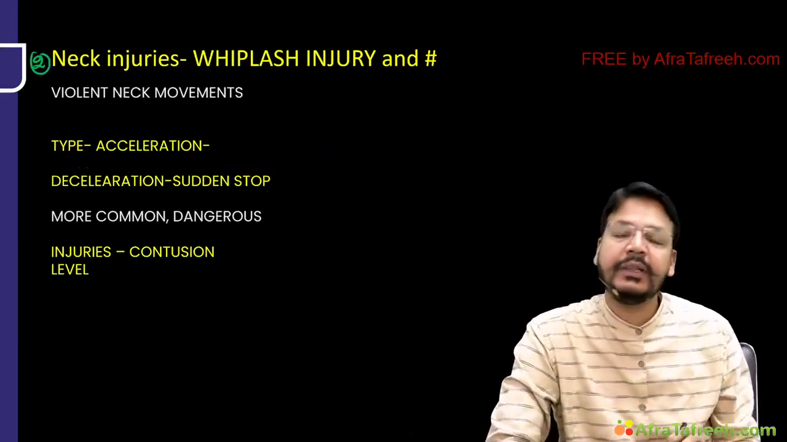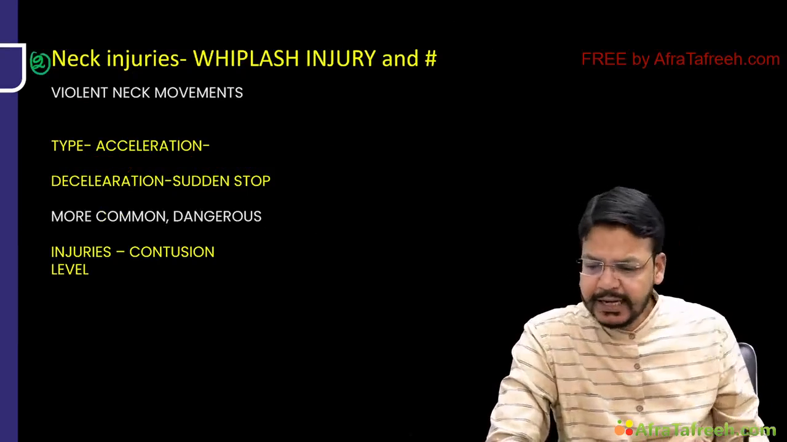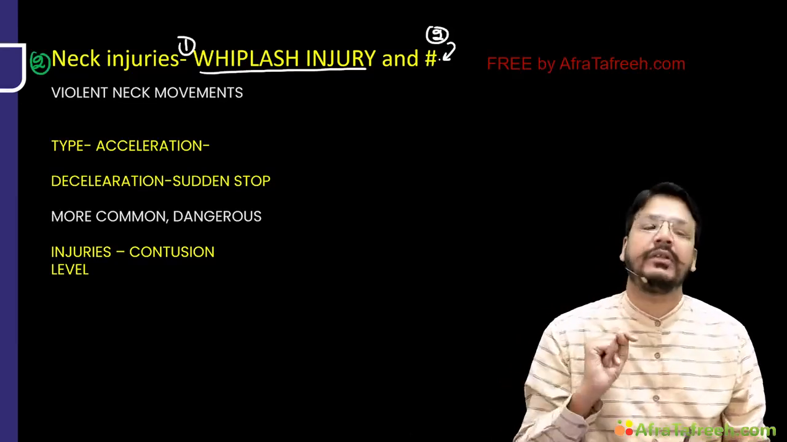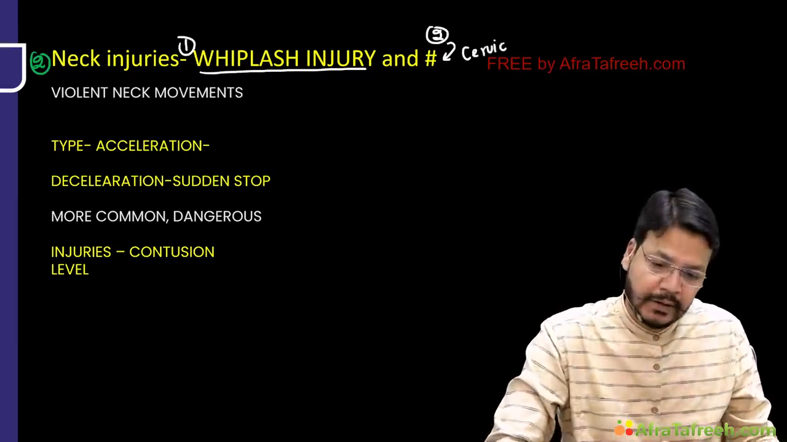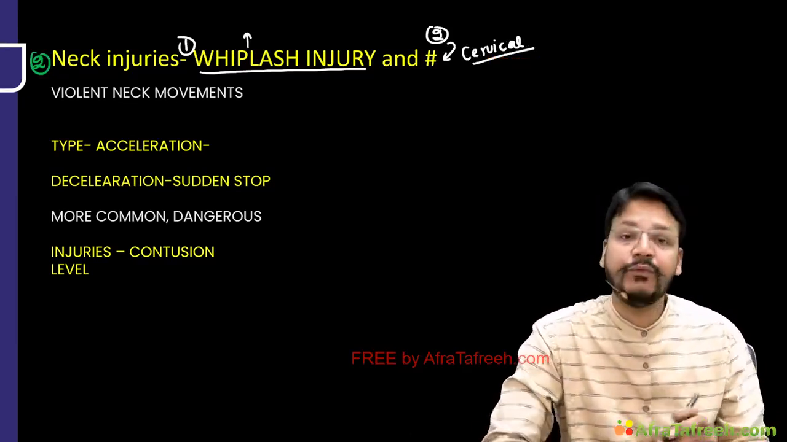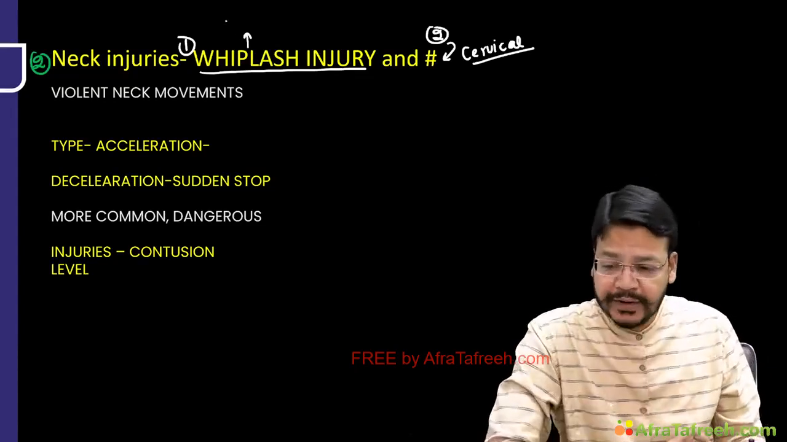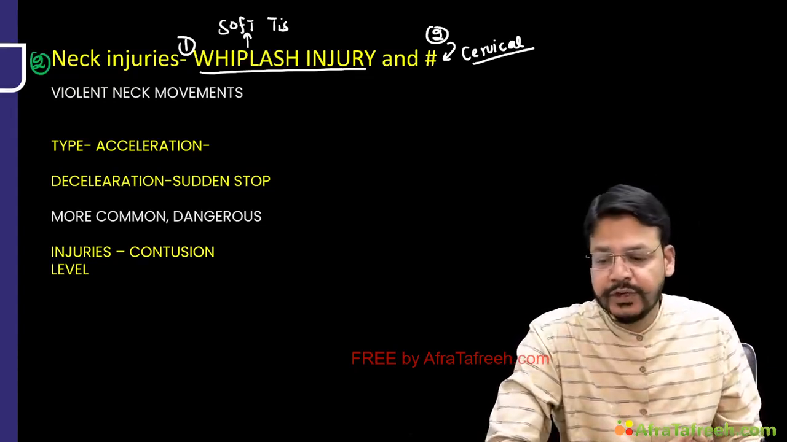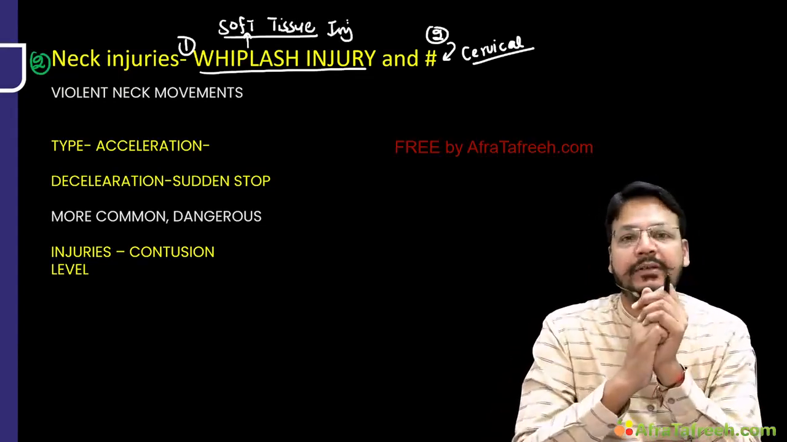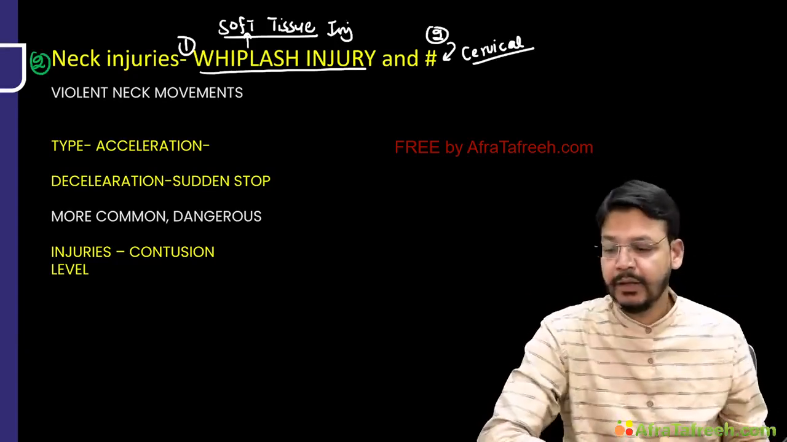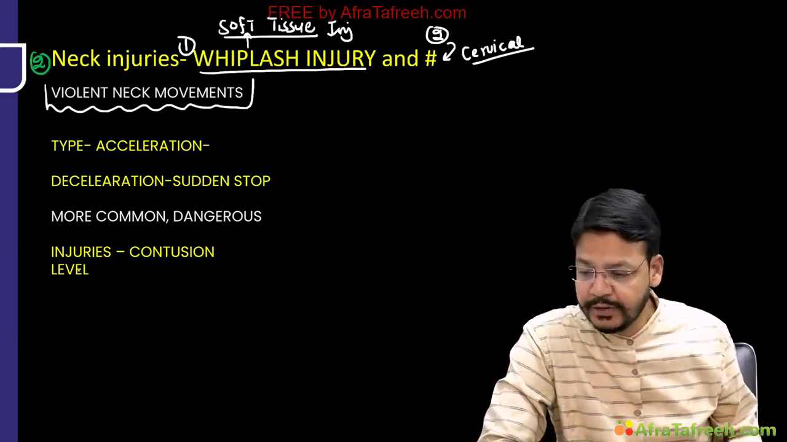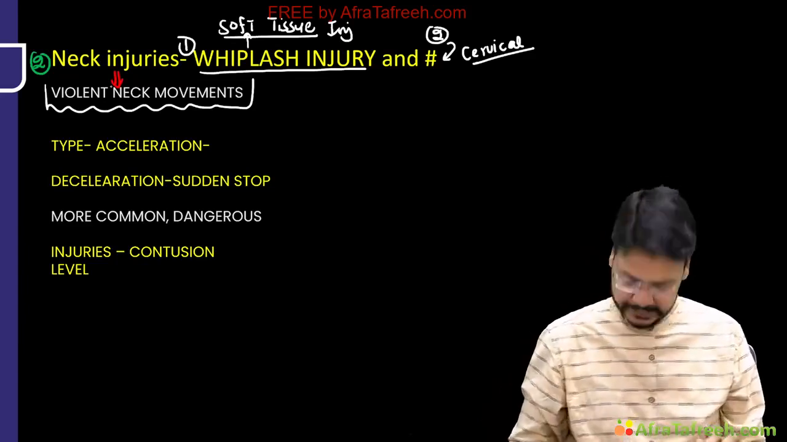Second injury, my dear friend, neck injury. Number one, it could be whiplash injury. Number two, it could be neck fracture, that is a cervical fracture. But sir, what is a whiplash injury? My dear friend, it is not a fracture. It is a soft tissue injury. That is a whiplash injury, a soft tissue injury of the neck. Now what happens, sir? What is the reason of the neck injury, my dear friend? The reason of the neck injury is violent neck movement.